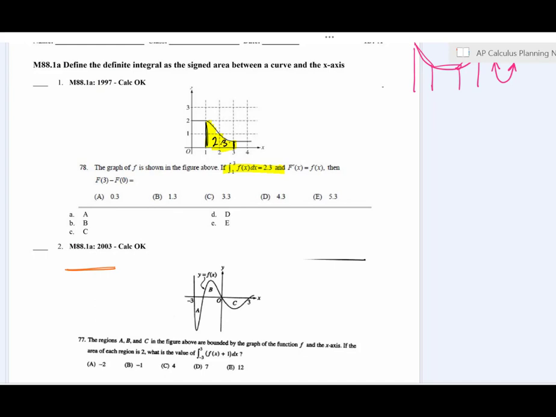And f prime of x is f of x. Cool. And we want to know f of 3 minus f of 0. All right, so we are looking at that f of 3 minus f of 0. Here's where those integration rules are kind of nice, because what we're saying is we know that if f prime is f of x, then that means that f of x is going to be the integral of lowercase f of x.